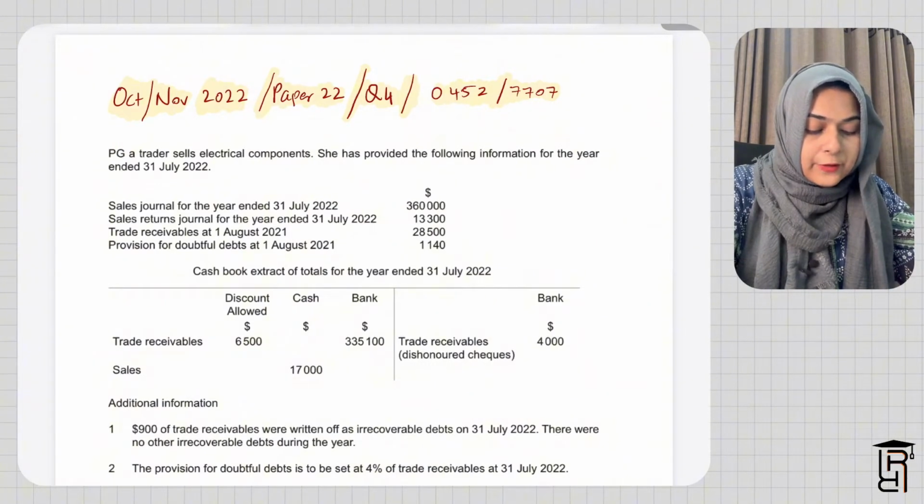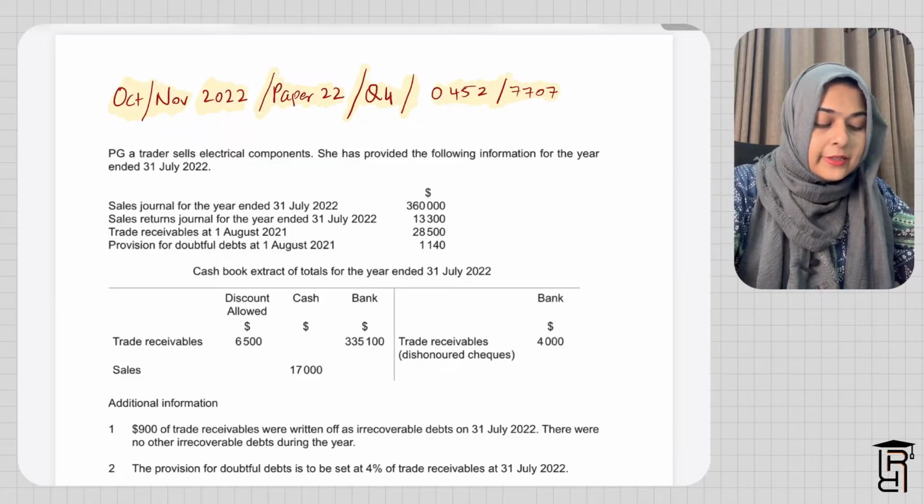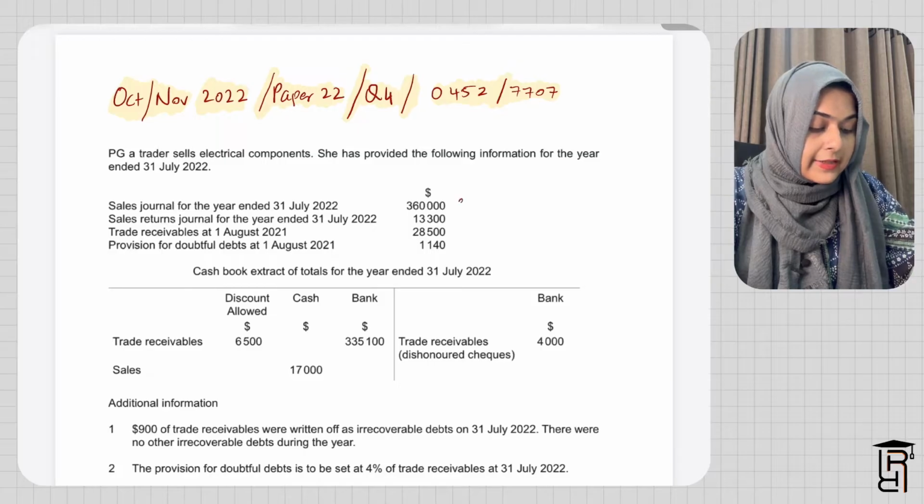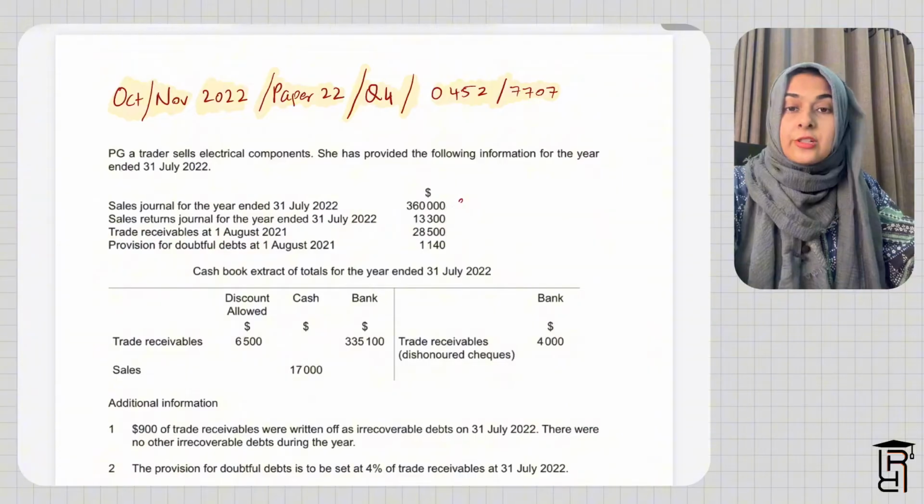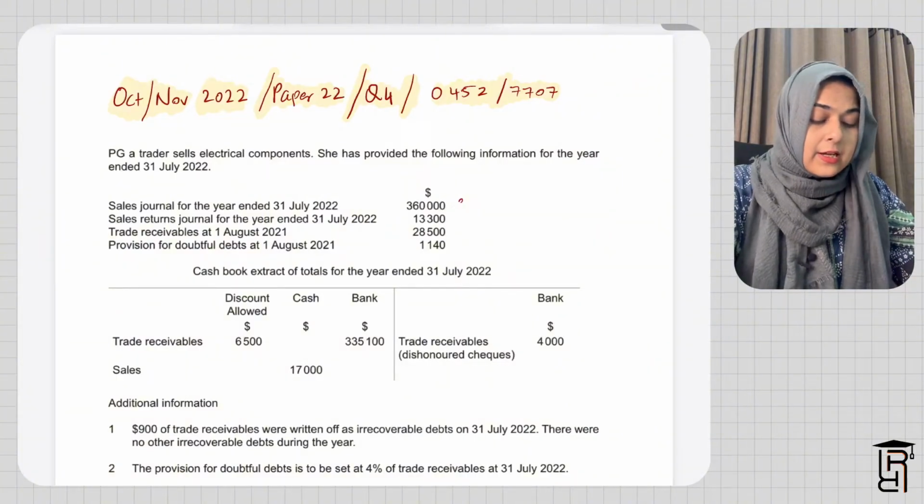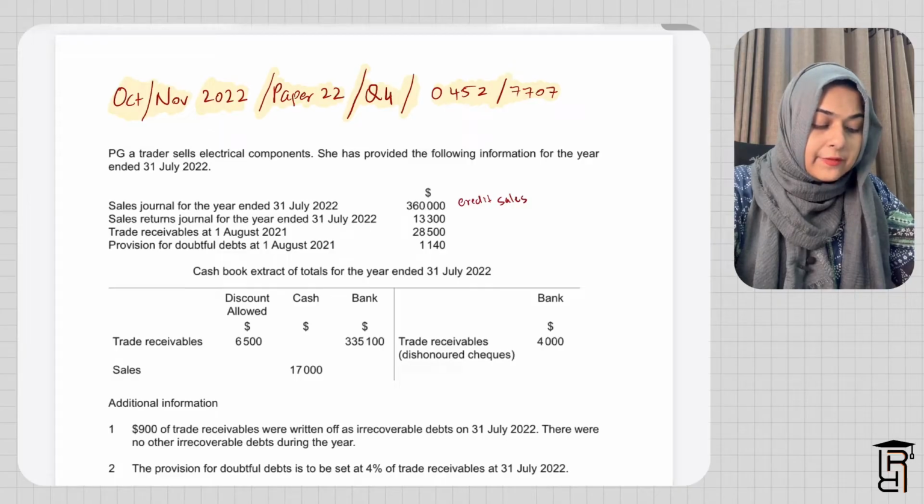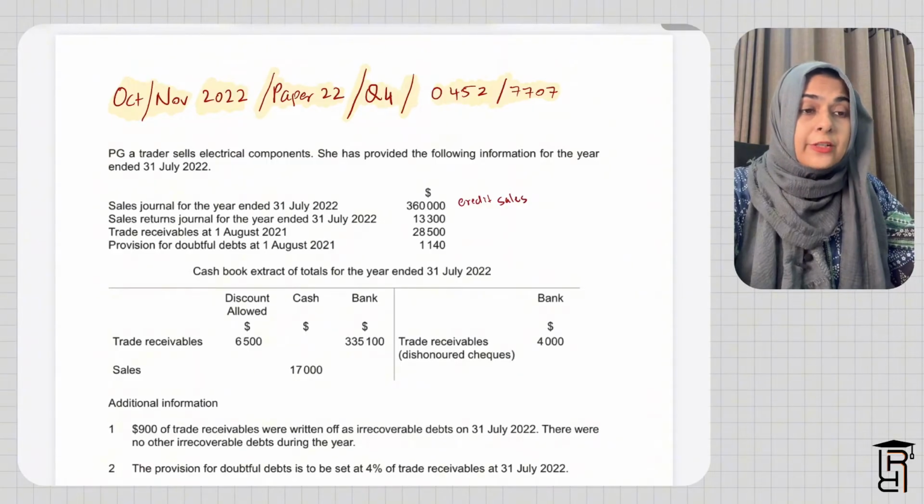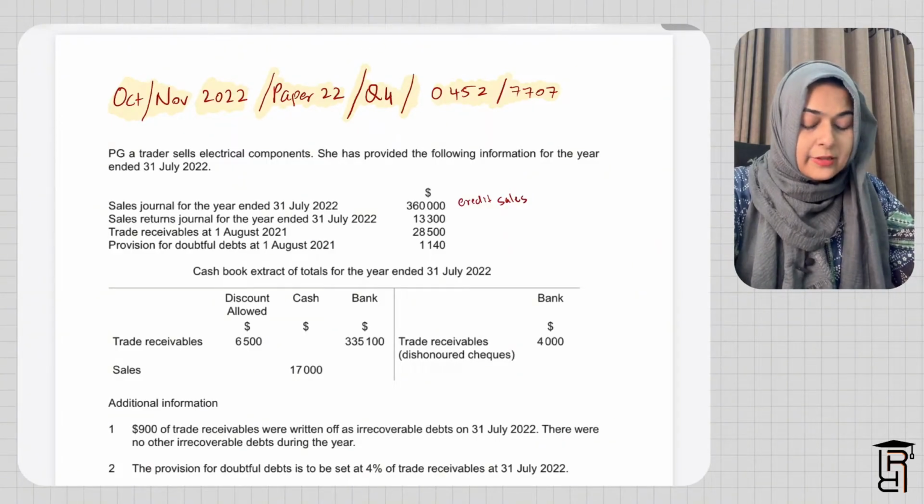So the information they've given you, sales journal for the year ended 31st July 2022. This is basically the credit sales, because the total of the sales journal is the total credit sales of that particular business. Sales returns journal for the year ended 31st July 2022. This is total returns that the customers have made to our business. So these are the total sales returns for the year ended 31st July 2022.